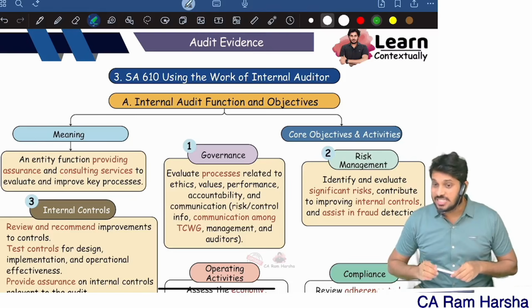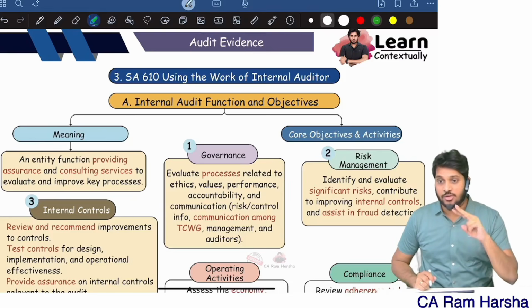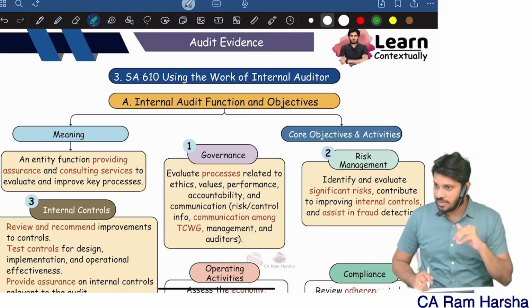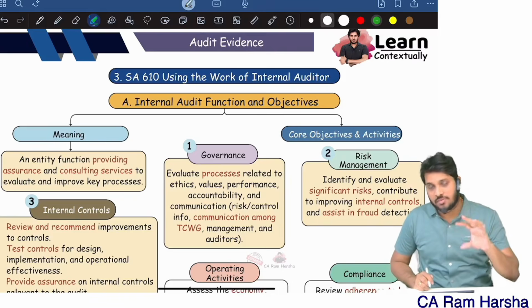Let's now discuss the 610 standard, SA 610, using the work of internal auditors. There are two ways in which internal auditor work can be used. One, type 1, work which they perform, that work we will use. Type 2, we will take direct assistance from them, in the sense that as a part of our team, we will take them directly.